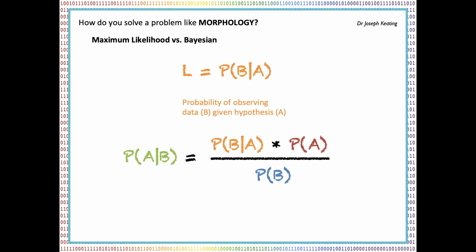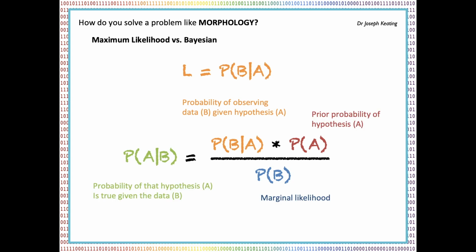Bayes' theorem is a bit more complicated. It states that the posterior probability that a hypothesis is true given some data is equal to the likelihood times the prior probability of a hypothesis divided by the probability of observing the data under all possible hypotheses.